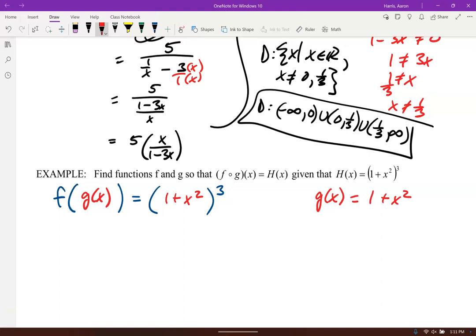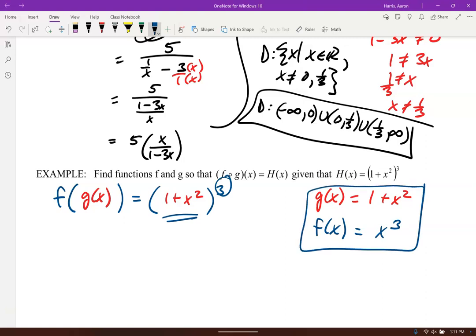G of x could be 1 plus x squared. Well, if g of x is 1 plus x squared, who's f of x? You'd say it would be that cubed. And you could check it. That would give it to you. By the way, that's not the only one. You could also let g of x be x squared, and f of x would be 1 plus x quantity cubed. That's another one. You could also let g of x be x, and f of x is just 1 plus x squared quantity cubed. So there are 3 different ones that are pretty reasonable to pick out, but this is maybe the one that you look at.